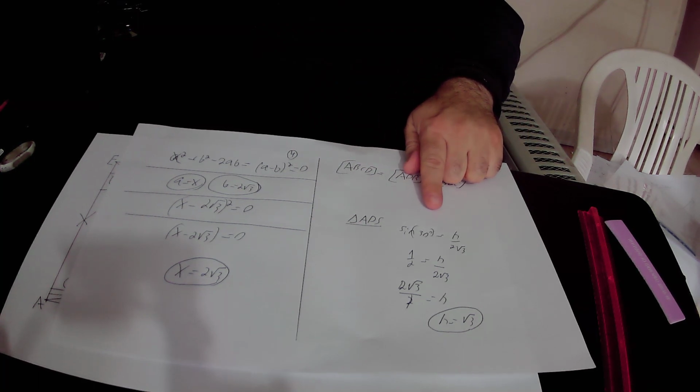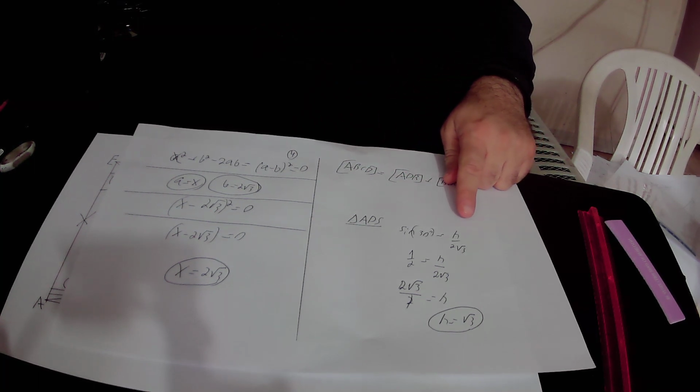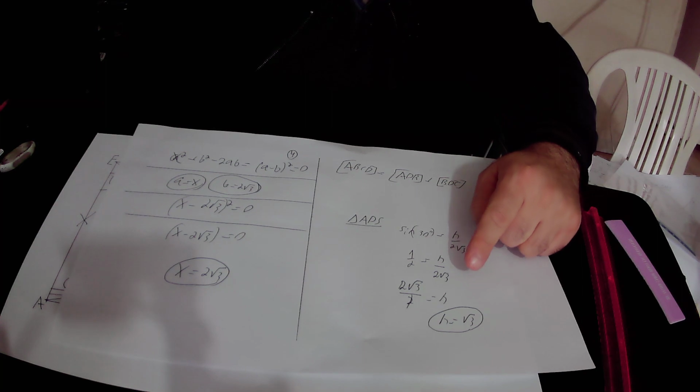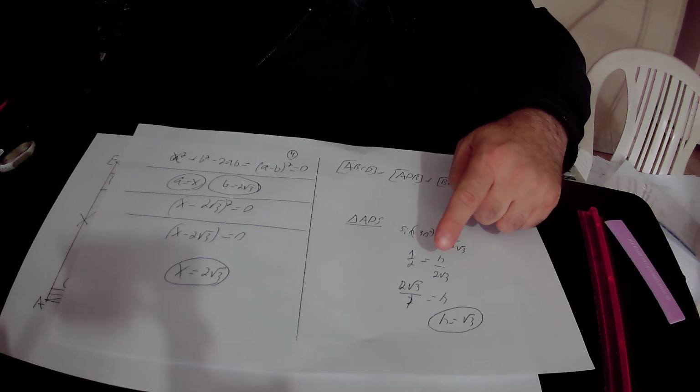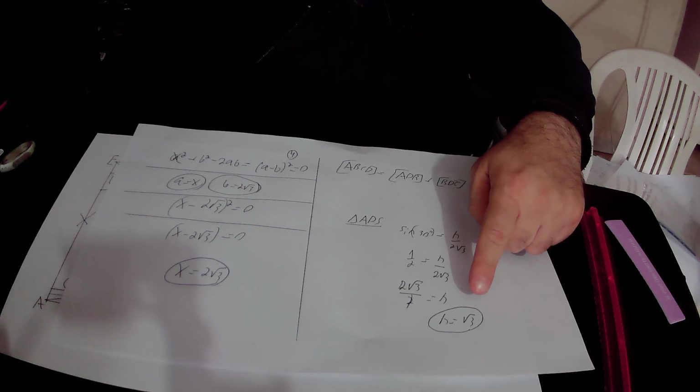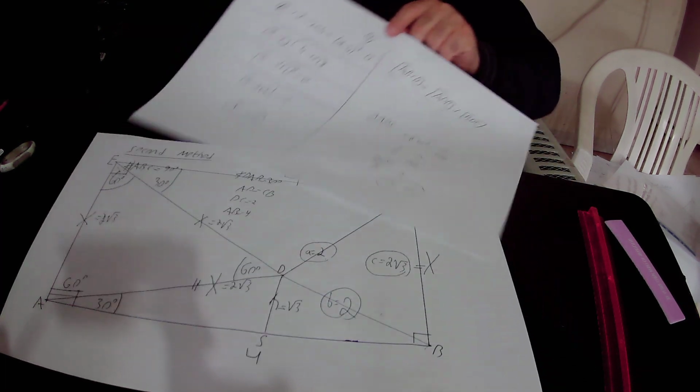In triangle ADS, sine of 40 degrees equals h over 2 times the square root of 3. We multiply this equation by 2 times the square root of 3 and we get that h equals 2 times square root of 3 over 2. 2 over 2 is 1, so h equals the square root of 3 units.